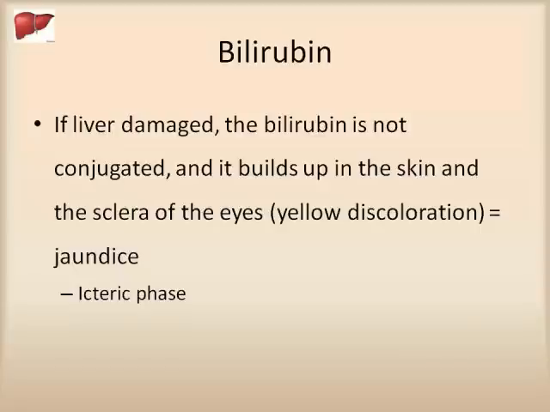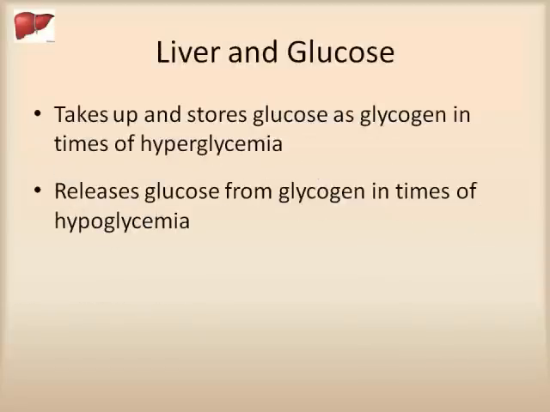Let's look at liver and glucose. The liver takes up and stores glucose as glycogen in times of hyperglycemia. If there's too much sugar in the blood, the liver takes it and stores it as glycogen. The liver then releases glucose in times of hypoglycemia. Not enough sugar in the blood to provide the energy the body needs, the liver will release it. It takes that glycogen and turns it back into glucose.